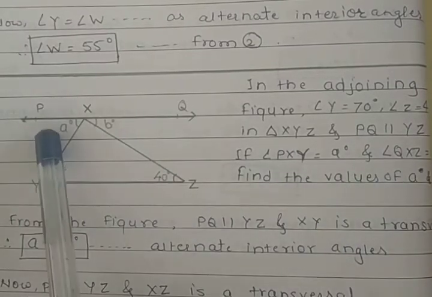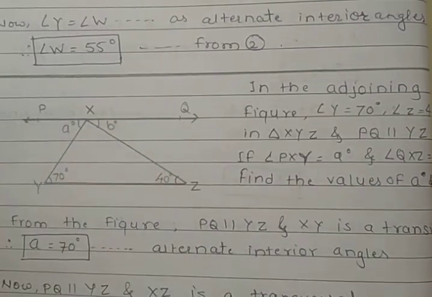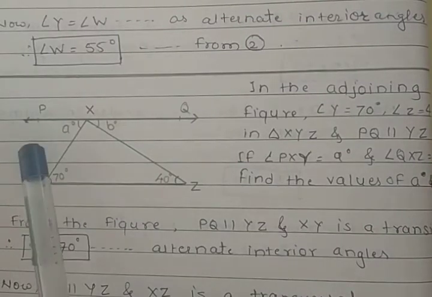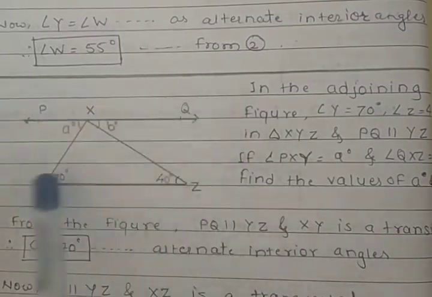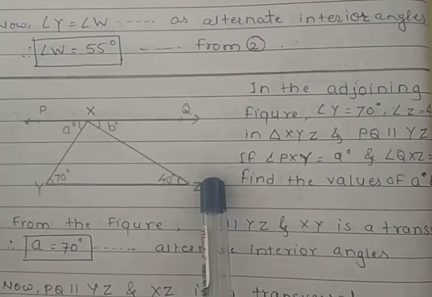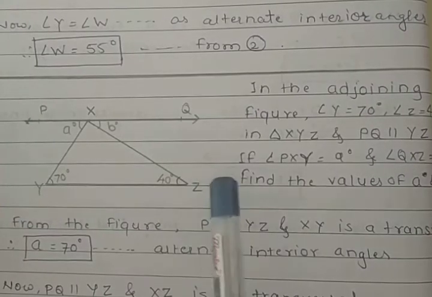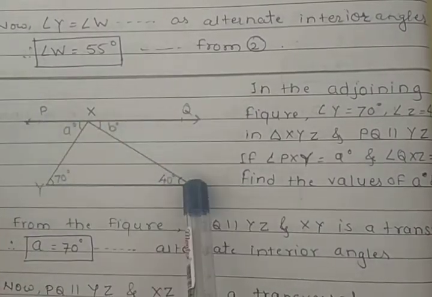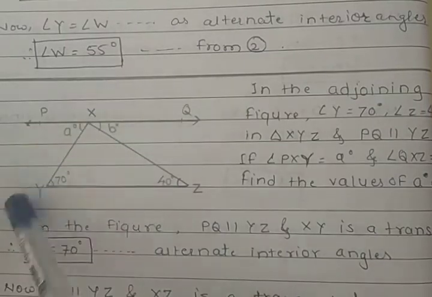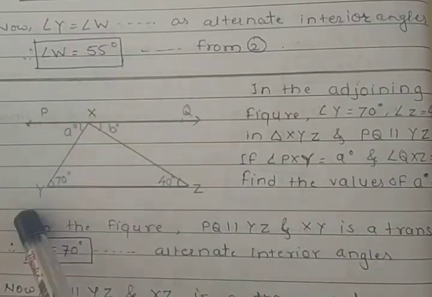You are going to find out the value of A and B. So what is given? Just check it neatly. Here PQ is parallel to YZ. It is given to you, right? PQ parallel YZ, and if we consider XY as a transversal, right?